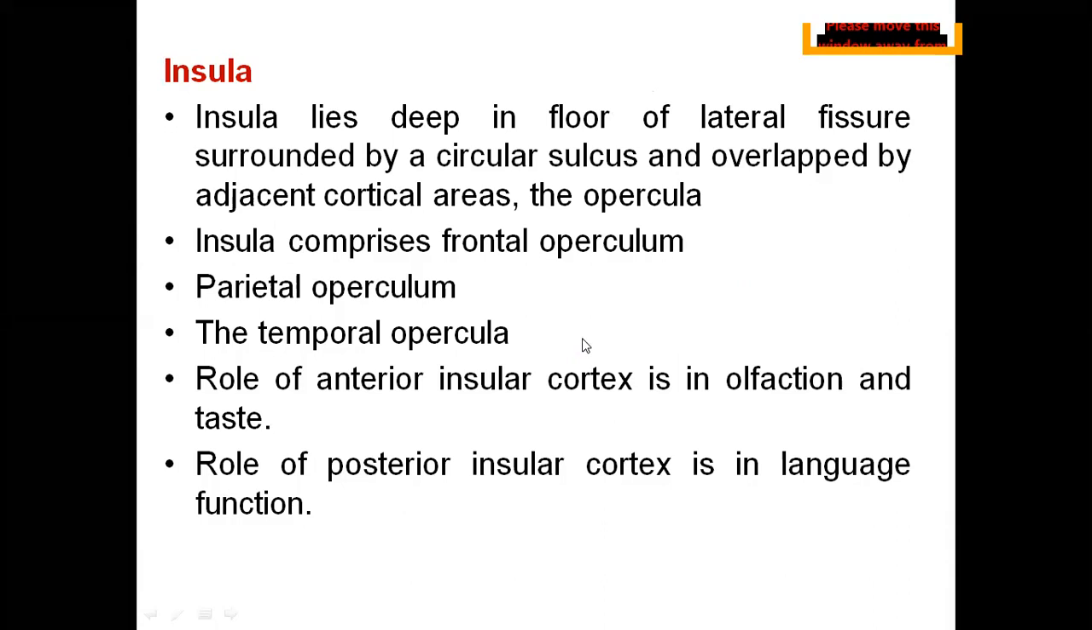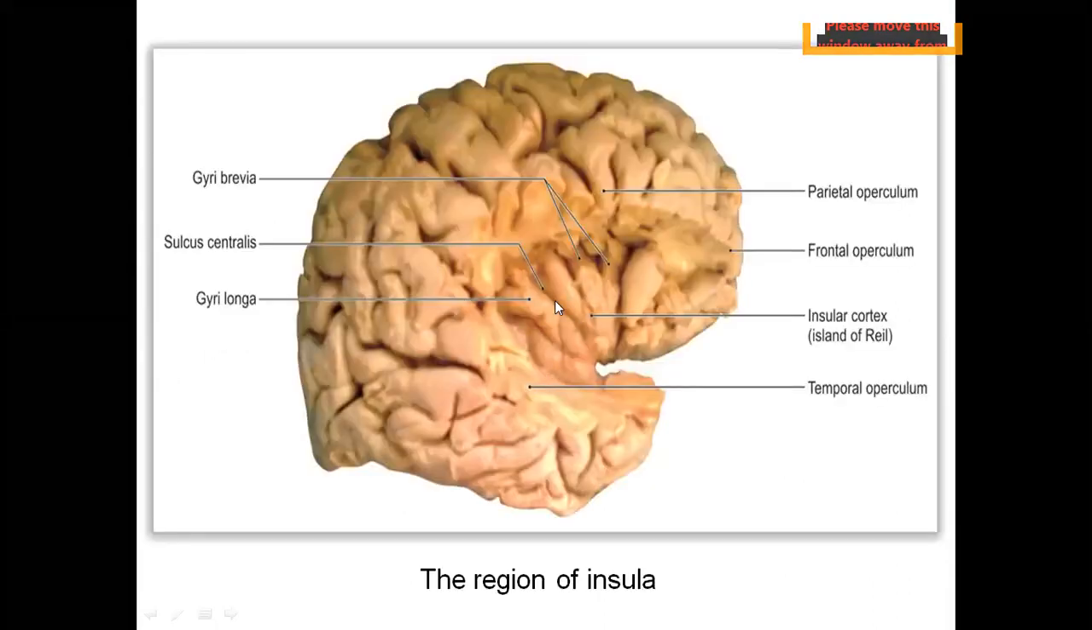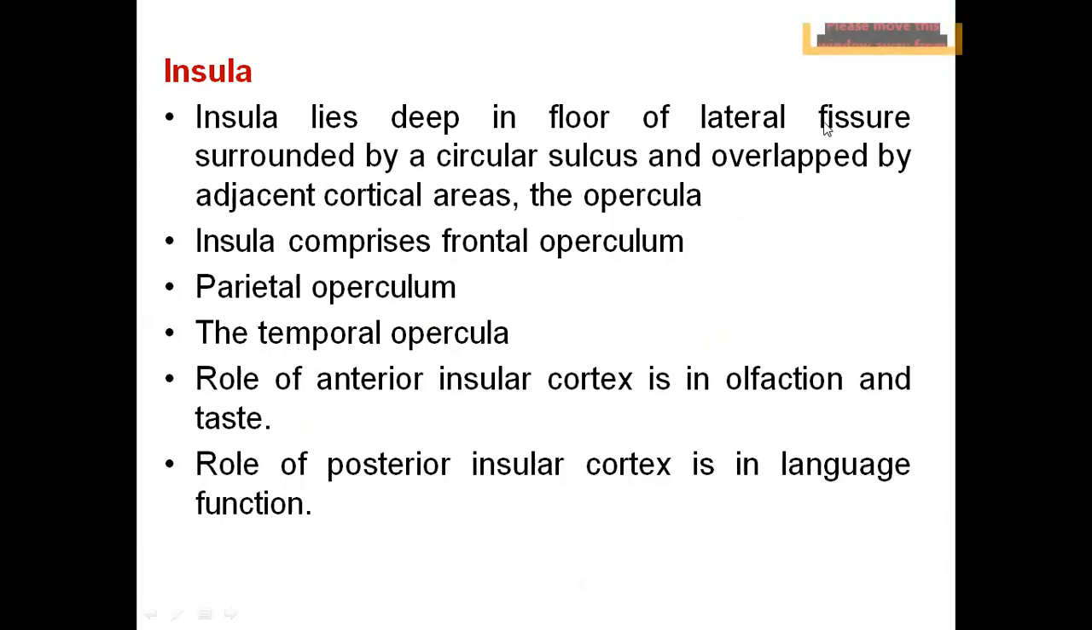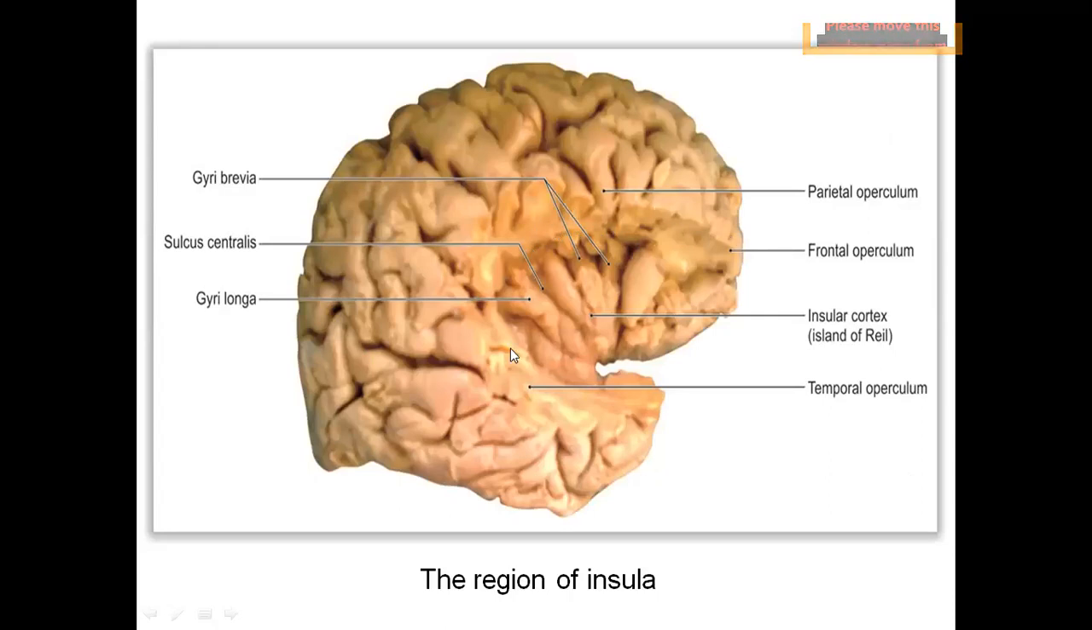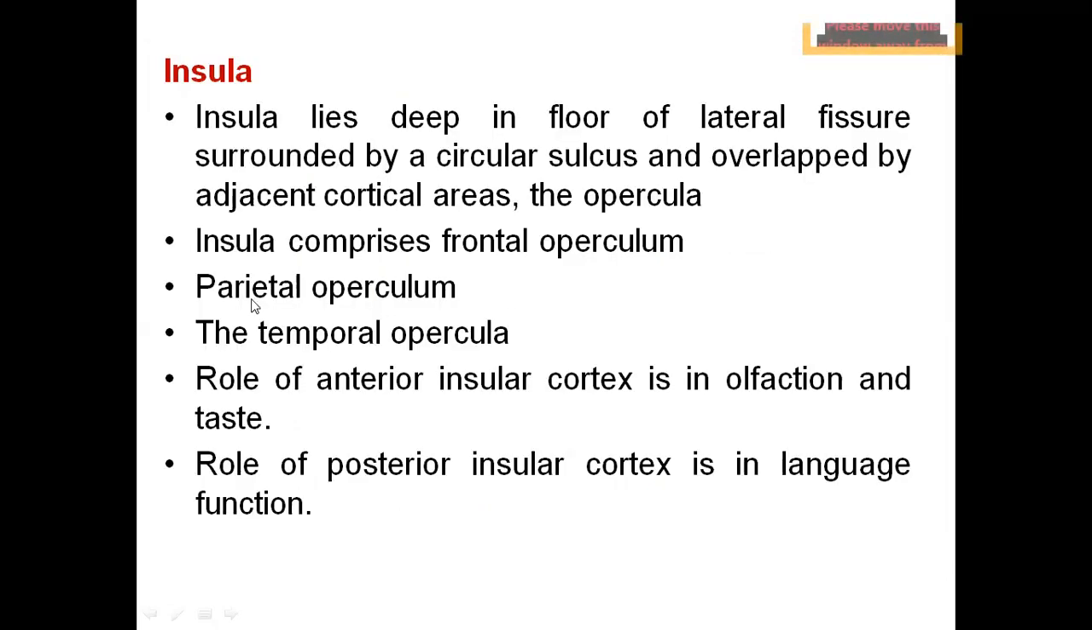This is the lateral sulcus. If you open this lateral sulcus, you will see there is one hidden lobe. This hidden lobe is the fifth lobe, which is the insula, island of Reil. It itself can be a 3 marks or 5 marks question. The insula lies deep in the floor of the lateral fissure, surrounded by the circular sulcus and overlapped by adjacent cortical areas. These lips which we have retracted are called opercula. We have the parietal operculum and the temporal operculum. Operculum means lids. When you retract these two lids, the underlying deep hidden lobe is the insula.